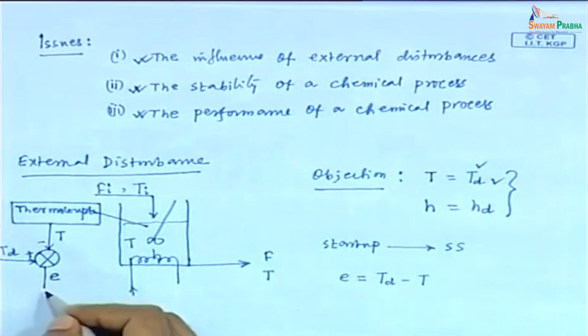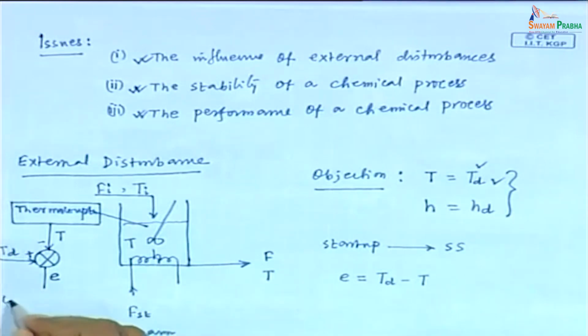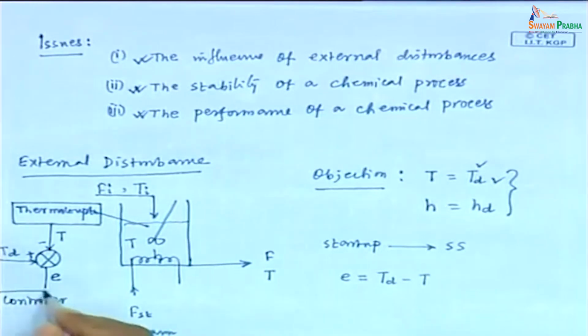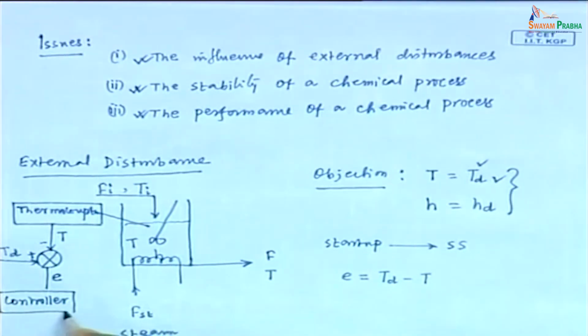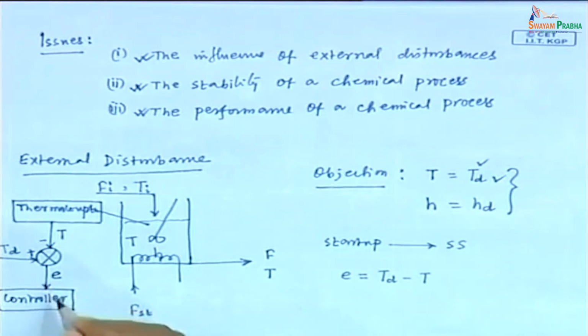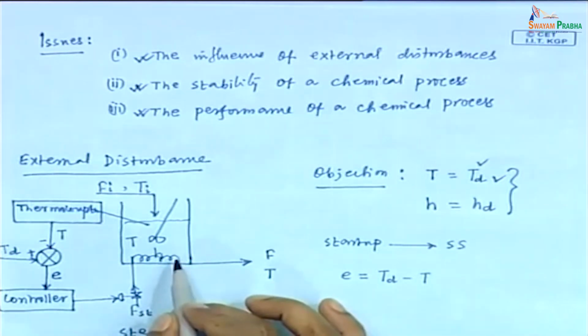This error signal goes to a controller. This error signal is the input to the controller. Then this controller produces or calculates control actions, and that control action is implemented through this control valve. Fine. So this is a heating tank system.